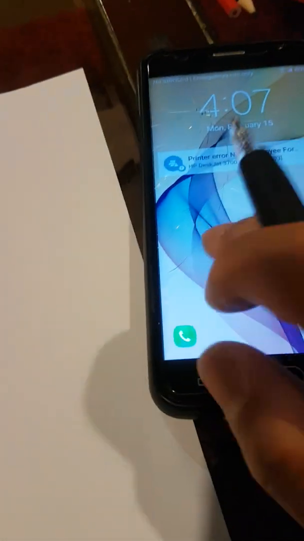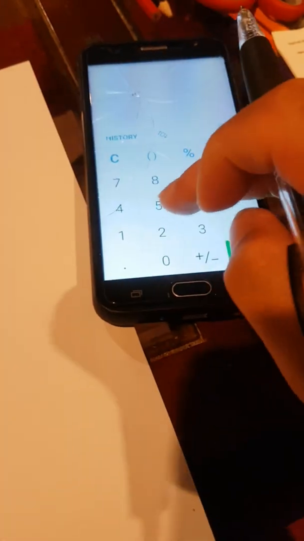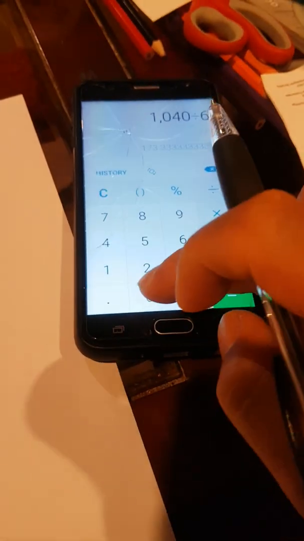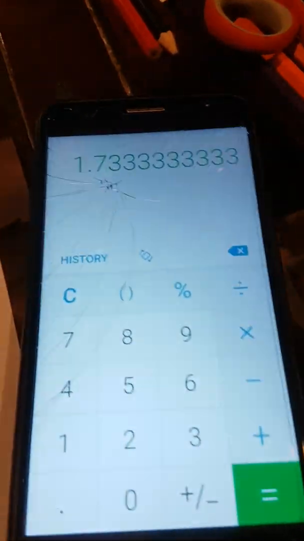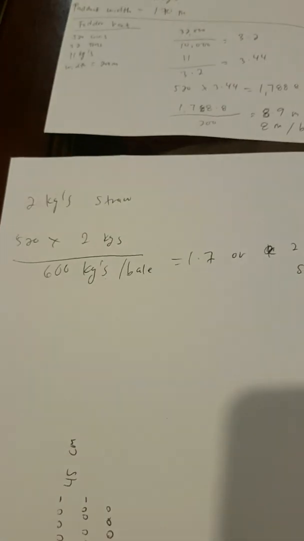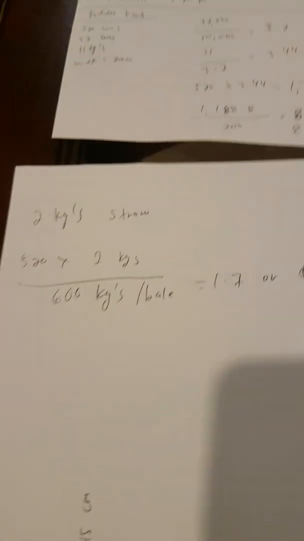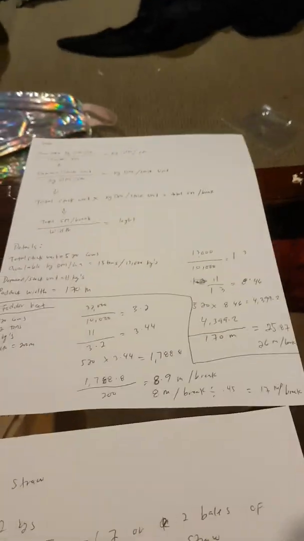So calculation, 520 times 2 kilos equals 1040, divided by 600 kilos per bale equals 1.7. So this equals 1.7 or 2 bales of straw. Okay, that's how you calculate your supplement. Done. Alright.